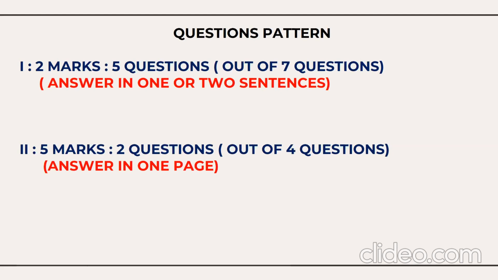Now what is the question paper pattern here? You have 2 sections. One is 2 marks questions, another is 5 marks questions. For 2 marks, you'll have 5 questions out of 7. For 5 marks, 2 questions out of 4 questions. So you don't have 10 marks questions here. Be happy, because you hardly have 2 hours 30 minutes. You can't write much more than this. 2 marks questions you need to write in one or 2 sentences. 5 marks questions you write in 1 page.